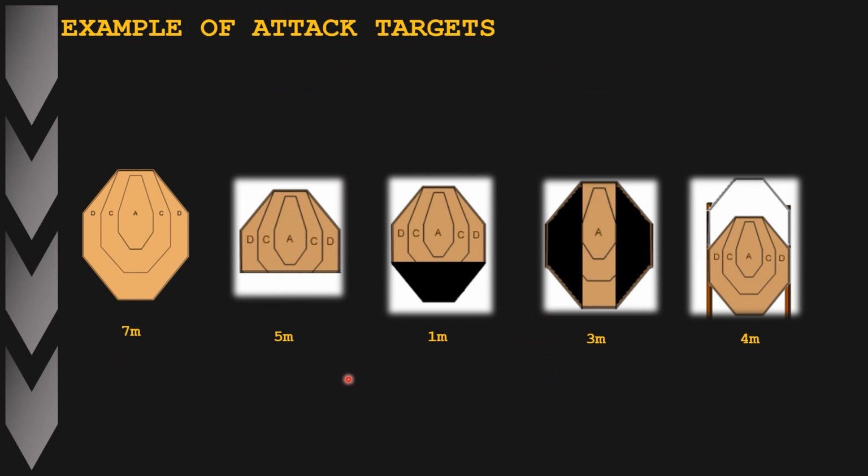On this slide, you see a couple of examples of attack targets, and I refer to the distances less than 8 meters away, and the fact that on all of these targets, the real target area, the A zone, is completely free and visible to the shooter.